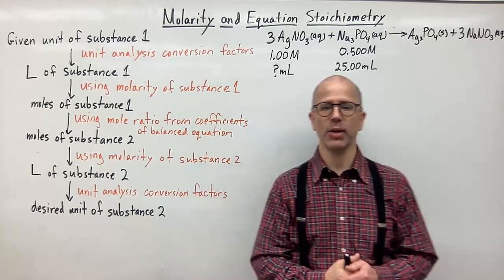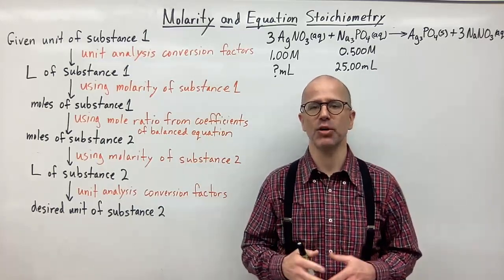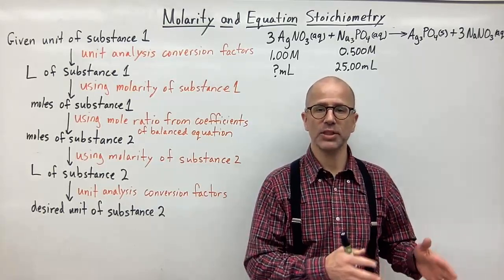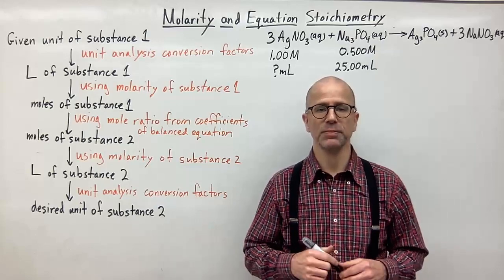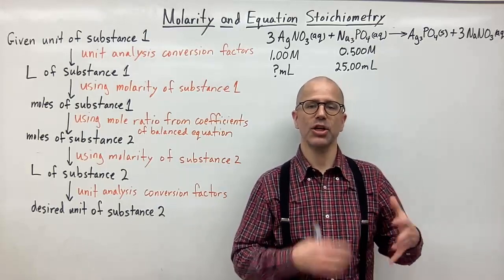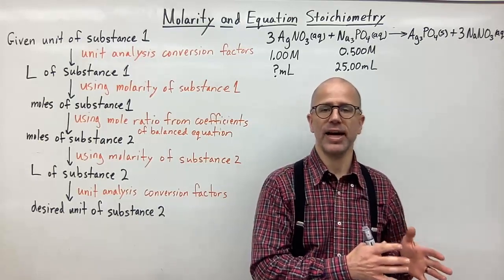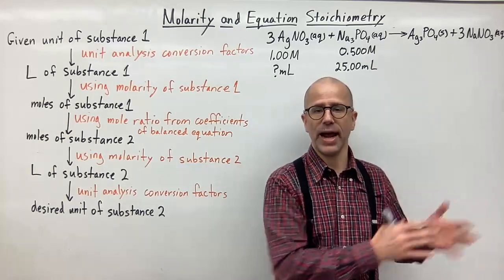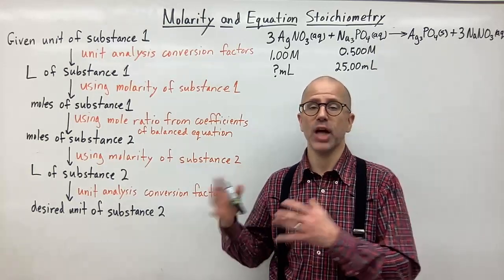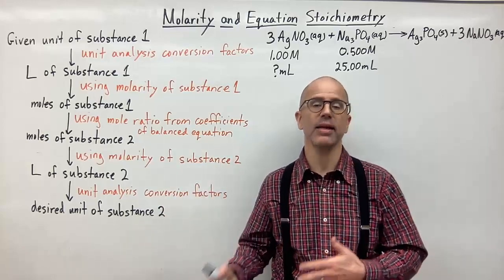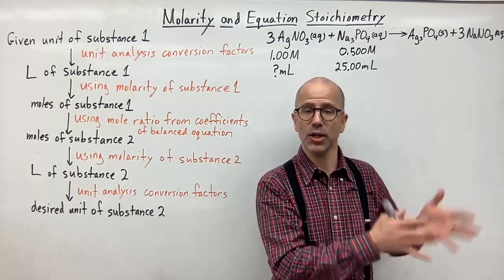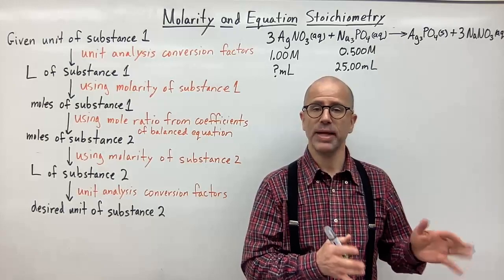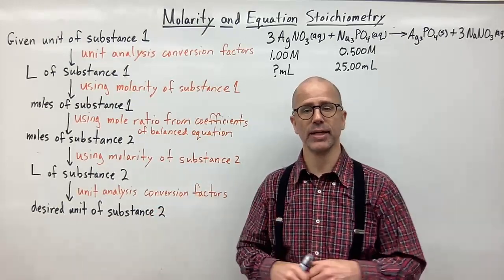With equation stoichiometry, like I said in the last video, you're using a balanced equation in order to go from one substance to a different substance in the equation. So basically, you're given a certain amount of one substance and you're converting that to an amount of a given substance. For example, if you're given an amount of one reactant, you might be asked how much of the other reactant do I need to react completely with the amount that I have? Or you could be given an amount of reactant, and then asked how much product can I form from this reactant?